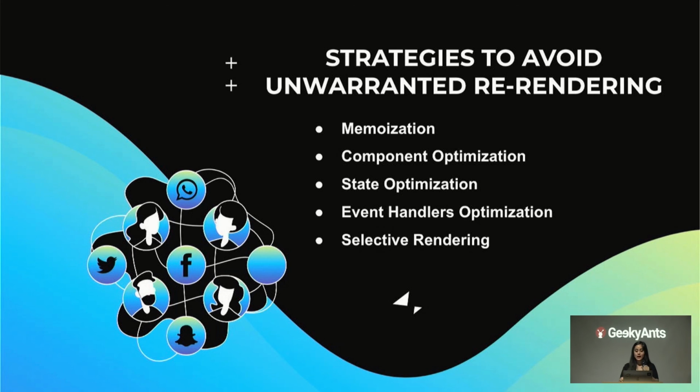Next, we have selective rendering. Selective rendering is basically implementing shouldComponentUpdate or React.memo to selectively render based on specific conditions and specific requirements. We can render a component on that. This was basically similar to what we were trying to achieve previously with the purpose of code splitting with the chunk bundler. We can achieve it using that as well.